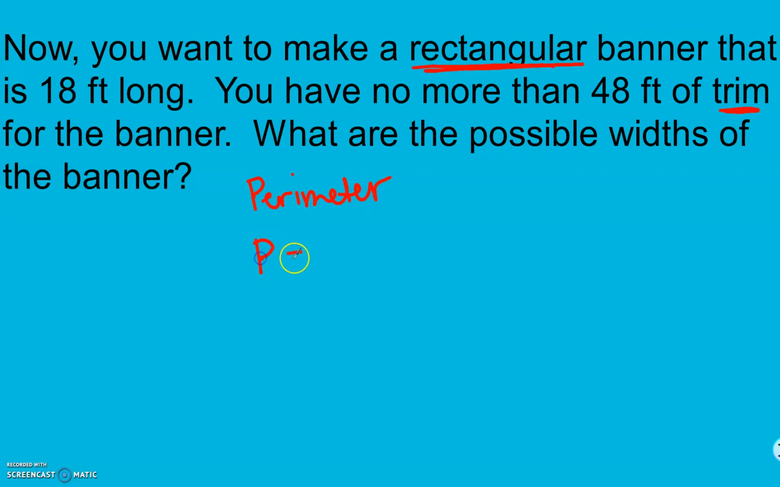Our formula is 2L plus 2W. But we don't have to use the whole thing. So our perimeter, we have 48 feet of trim. No more than that though.